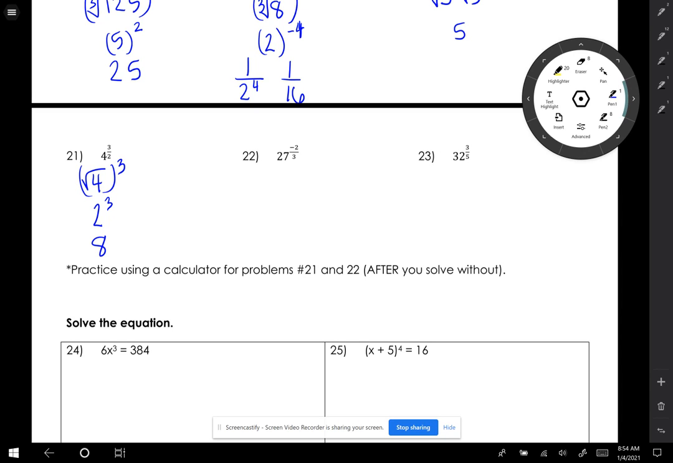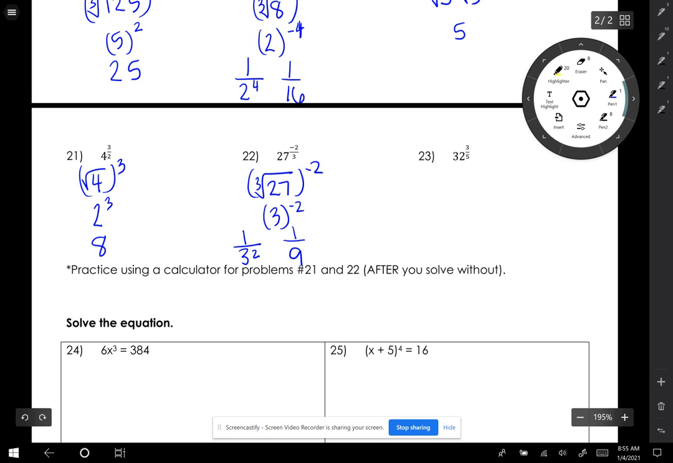For number 22, we have 27 to the negative 2/3. So we're taking the cubed root of 27, and then it's going to be to the power of negative 2. Well, the cubed root of 27 is 3, so I have 3 to the negative 2. Now remember from the previous example, we can't have a negative exponent, so to fix that, we'll move it and put this as 1 over 3 squared, which means your answer is 1/9.